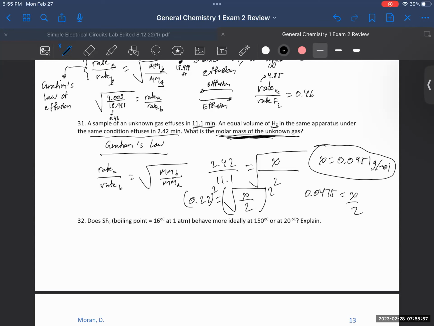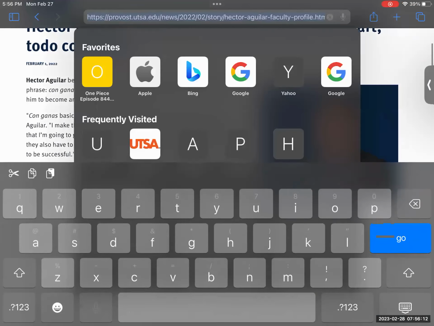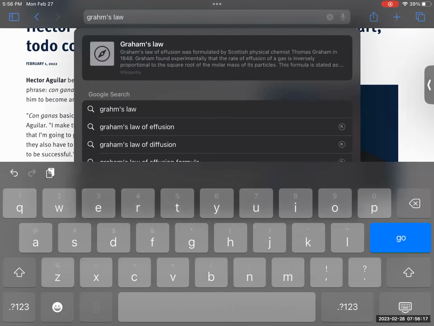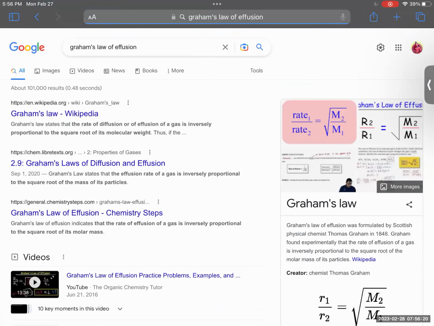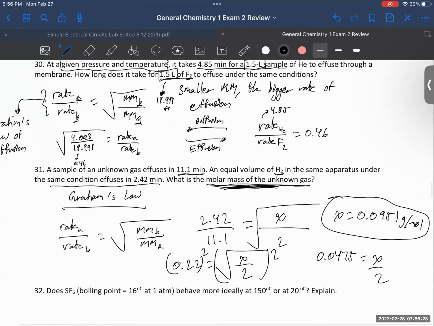And you're probably like, no gas exists on the periodic table like that, but this is all theoretical. So yeah. Let me just make sure it's right. Graham's law: rate 1 over rate 2 is the square root of molar mass 2 over molar mass 1. Yeah, all right, so I got 0.0951 grams. Does that make sense?